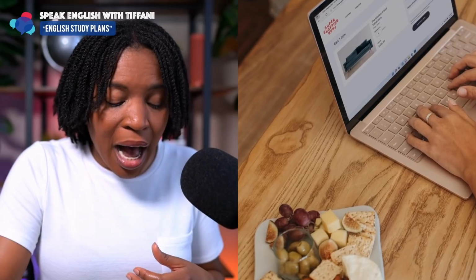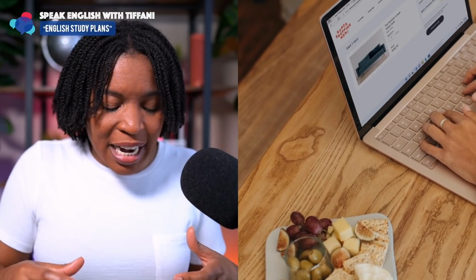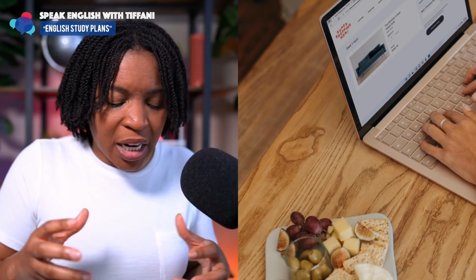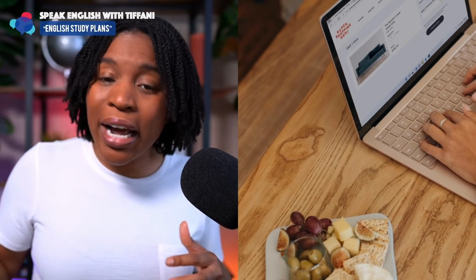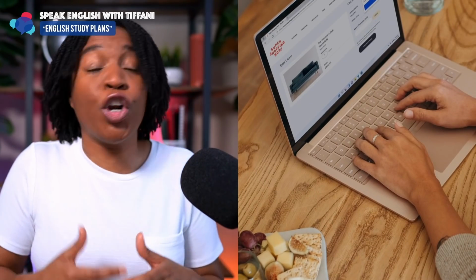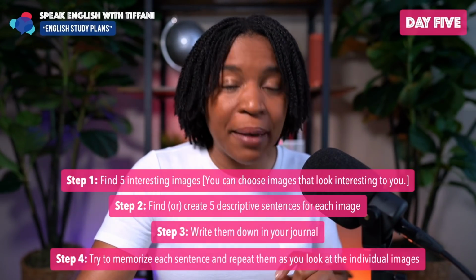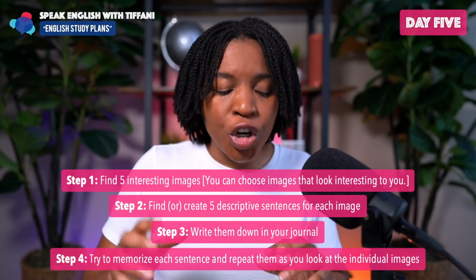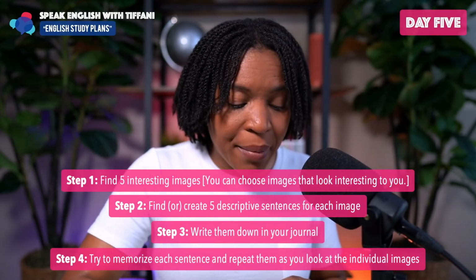So I can say, the woman is eating some grapes and also some olives. Or I can say the woman is working hard on her computer. Or I can say the woman is wearing an amazing sweater. You see what's happening, right? I'm describing the picture, and that's the focus on day number 5. Again, following these steps, your goal is to describe the image.